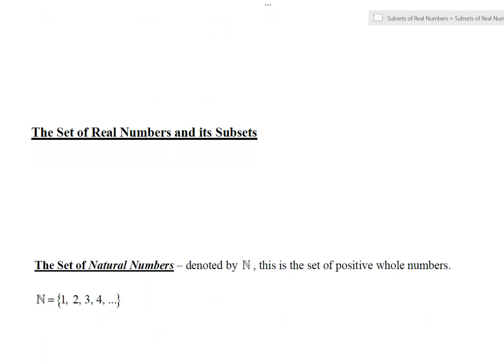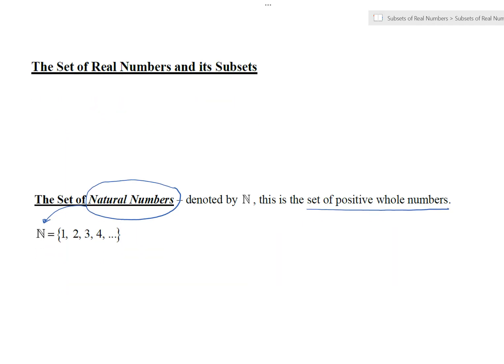The first set is what we call natural numbers. Some of this may be review. Natural numbers, denoted by the symbol here, this fancy looking capital N, is defined to just be the set of all positive whole numbers. So the counting numbers 1, 2, 3, 4, and so on to infinity.